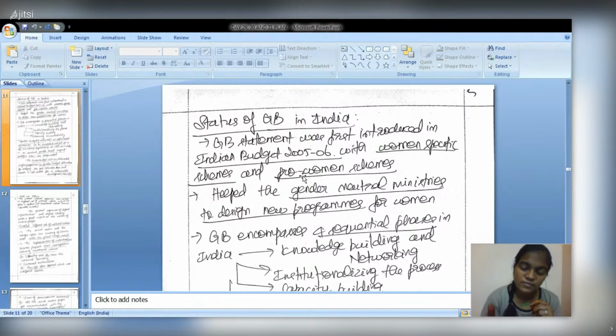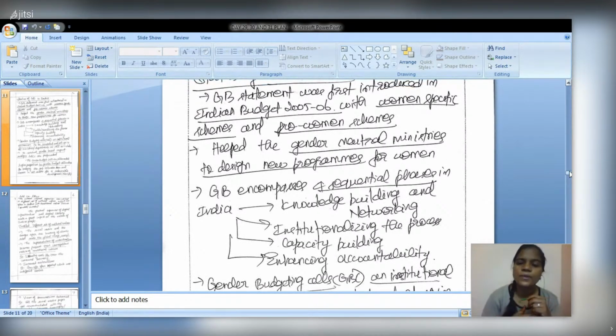The gender budget statement was first introduced in the Indian budget of 2005-06, but the idea of gender budgeting had occurred in 2001 itself. Gender budgeting cells should be introduced in the general neutral ministries. Gender budgeting cells will help the general neutral ministries to design new programs for women; general neutral ministries means all ministries other than the Ministry of Women and Child Development. In all the ministries, gender budgeting cells should be there, and they will design new programs especially for women, either in culture, tourism, health and family welfare, or transport. Gender budgeting cells will encompass 4 phases.